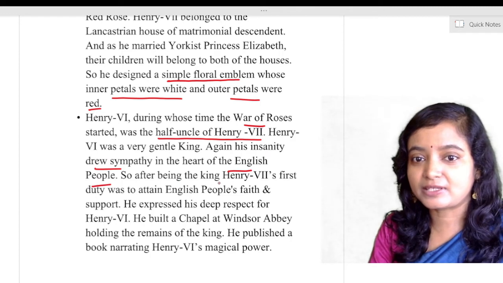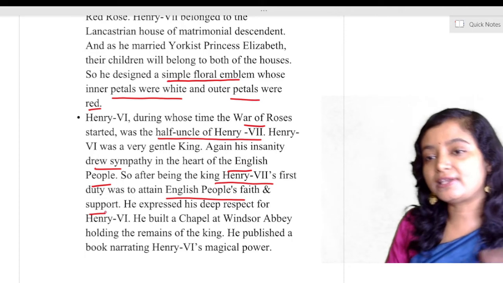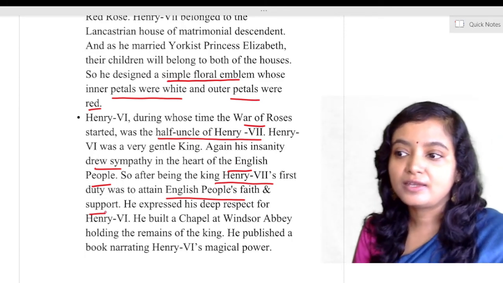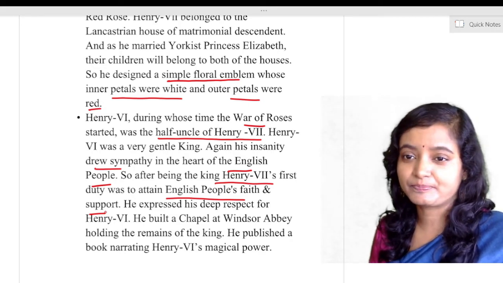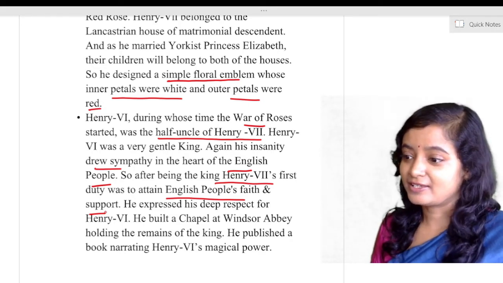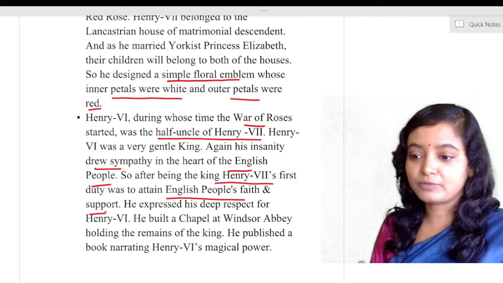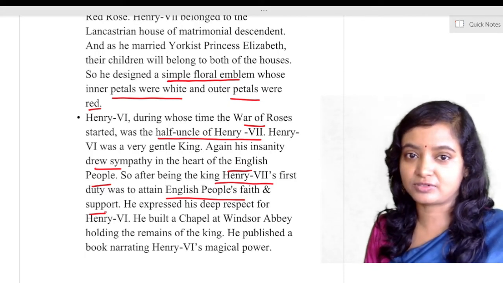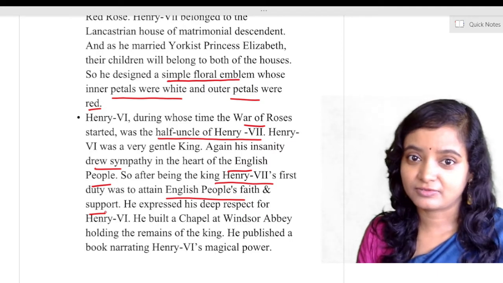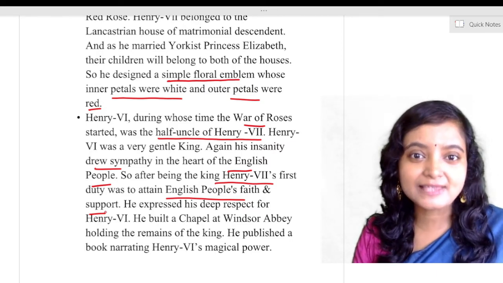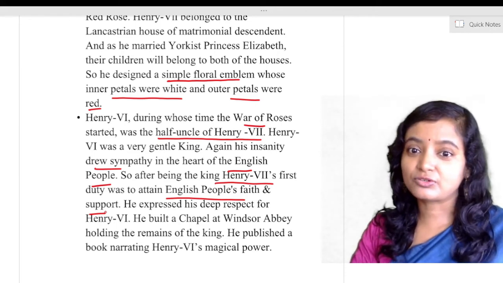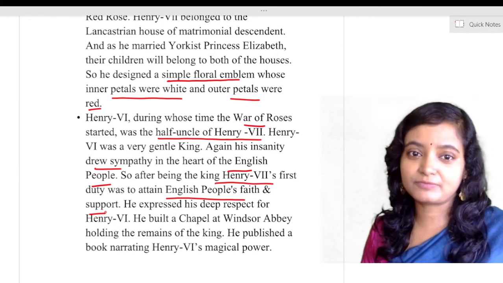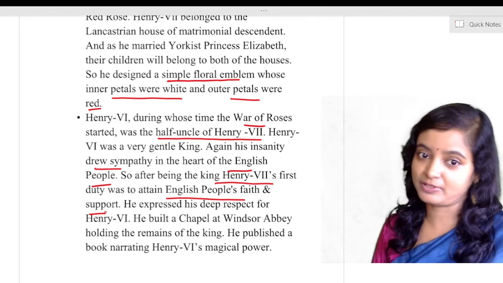So after becoming king, Henry-VII's first duty was to attain the English people's faith and support. When Henry-VII came to the throne, he understood that he had to gain the support of his subjects. Here is where Henry-VII was great. He understood that a kingdom's base lies in the faith and support of its subjects. So what did Henry-VII do first? He gained the support of the English people and their faith.